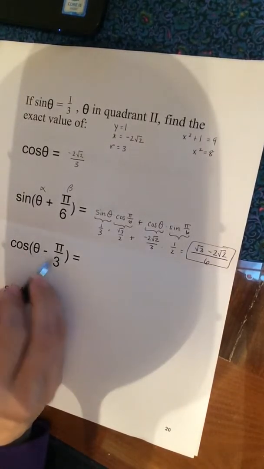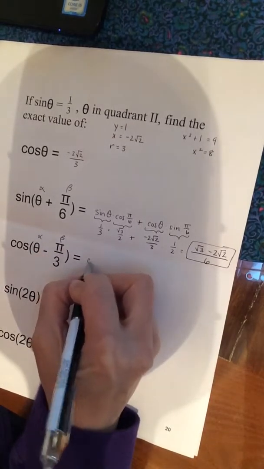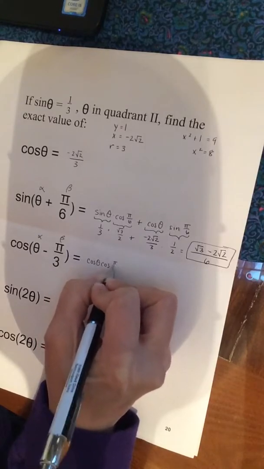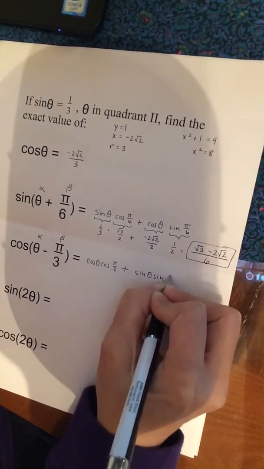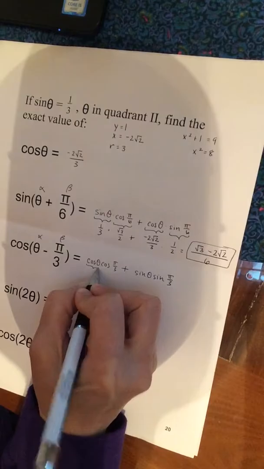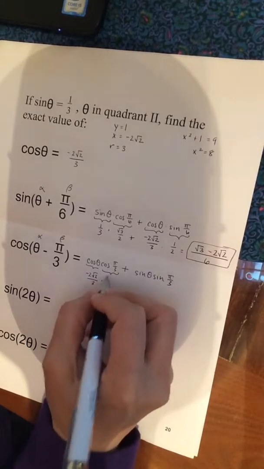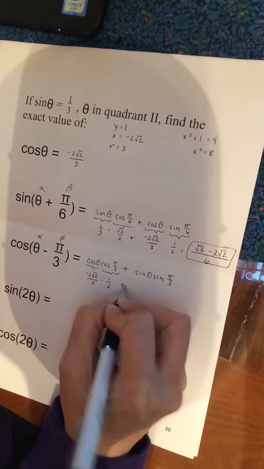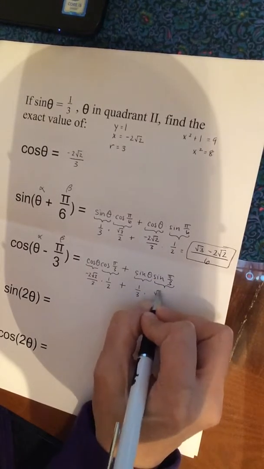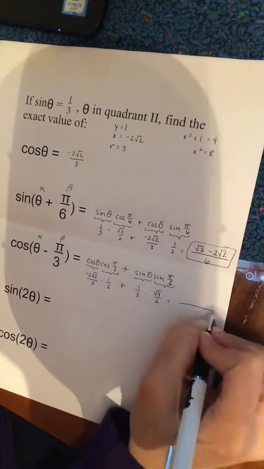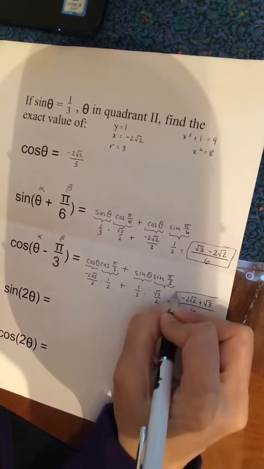To find cosine of theta minus pi over 3, theta is your alpha, pi over 3 is your beta. Using our formula, this is cosine of theta, cosine of pi over 3. Since it's a minus sign there, it's a plus sign here. Sine of theta, sine of pi over 3. Cosine of theta is -2 square root of 2 over 3 times cosine of pi over 3 is 1/2 plus sine of theta is 1/3 times sine of pi over 3 is the square root of 3 over 2. So our answer is going to look like -2 square root of 2 plus the square root of 3 all over 6.